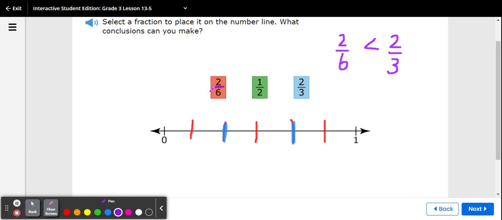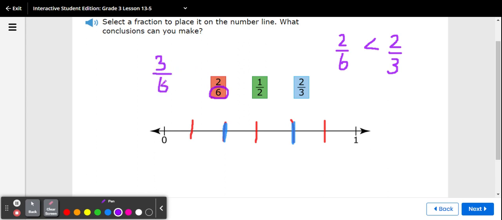So let's stop for a second and look at this 6. I want to look at that 6 and think, what would half of that 6 be? So if I had half of 6, that would be 3.